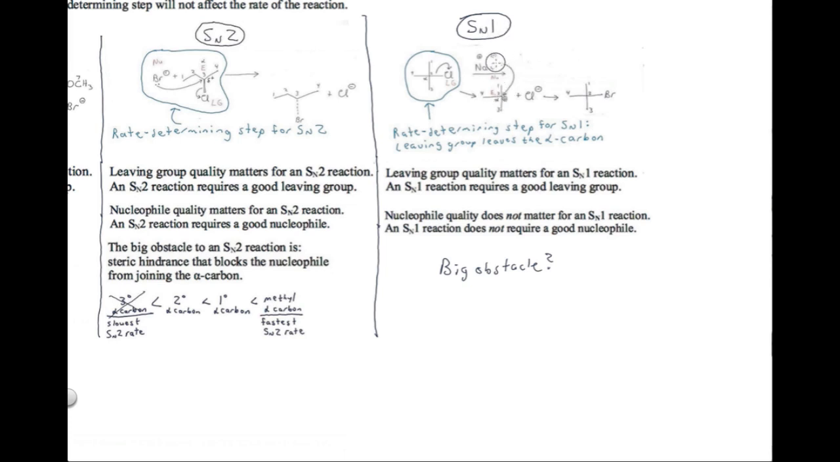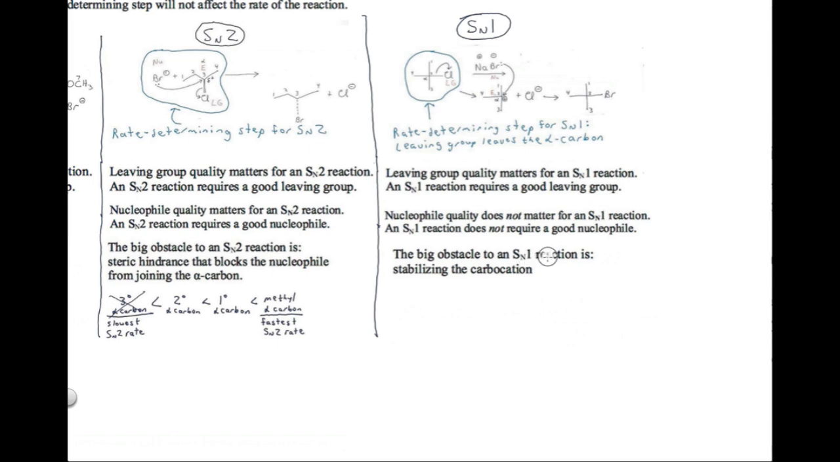In SN1, the nucleophile joins the alpha carbon in the second step, which is not the rate determining step. So steric hindrance that blocks the nucleophile is not a big obstacle for SN1 because the nucleophile is not joining the alpha carbon in the rate determining step. So what is the big obstacle for SN1? Do you remember? I talked about this in the SN1 series.